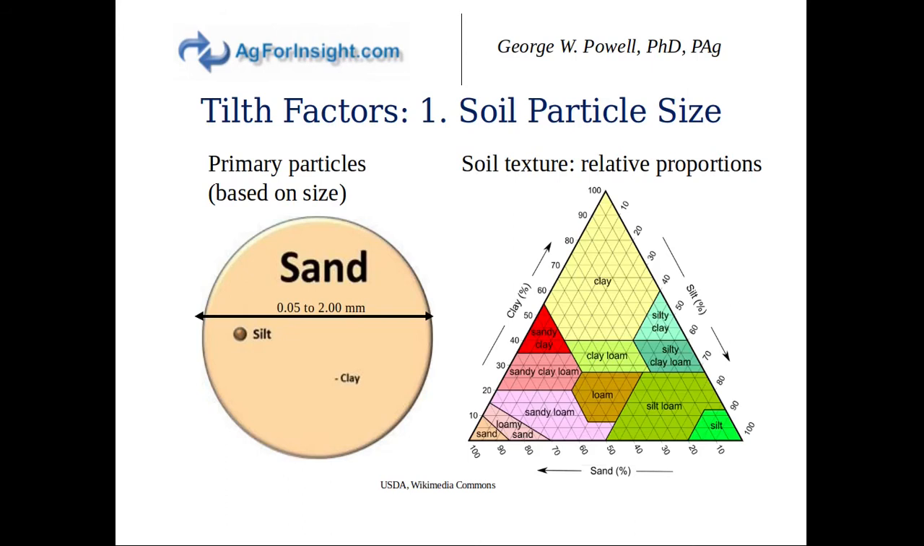So this soil triangle developed by the USDA allows you to take your percentage clay, silt, and sand, and where those three lines intersect indicates what your soil texture is.